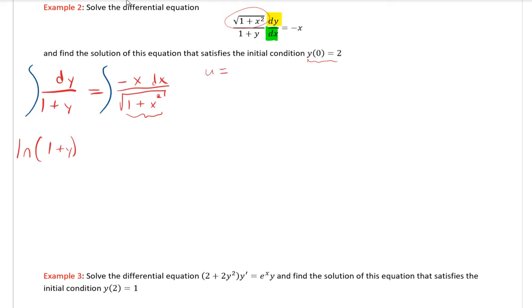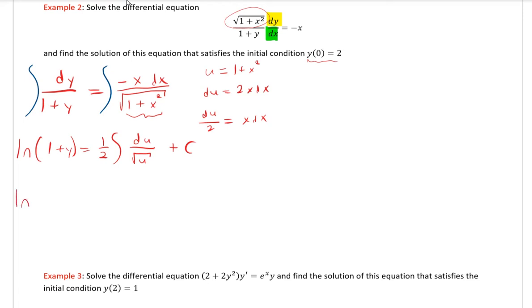You could do u is 1 plus x squared, du is 2x dx, so that means du over 2 is x dx. So that means we're going to have that negative 1/2 on the outside here, of du over the square root of u. And we're going to have a plus c when we get that integral done.